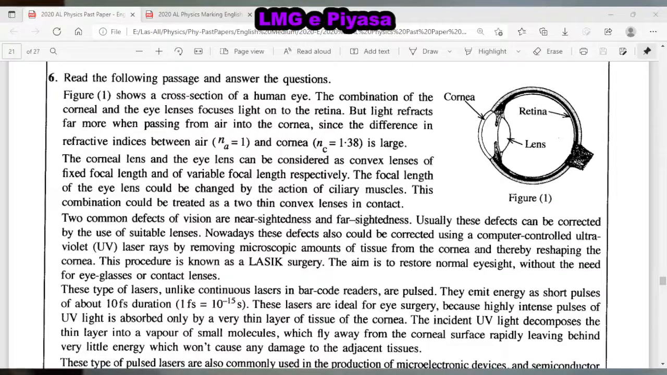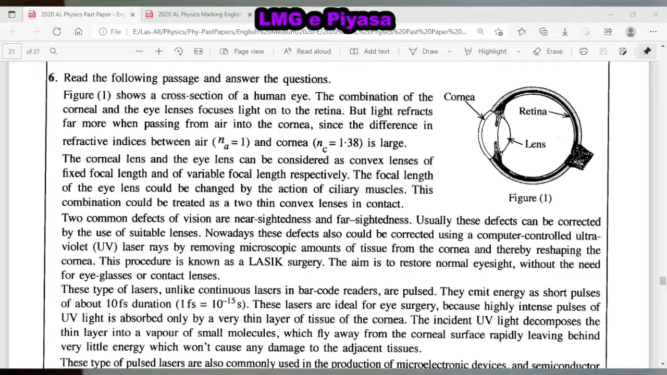These type of lasers, unlike continuous lasers in barcode readers, are pulsed. They emit energy as short pulses of about 10 femtoseconds duration. 1 femtosecond equals 10 to the power of minus 15 seconds.